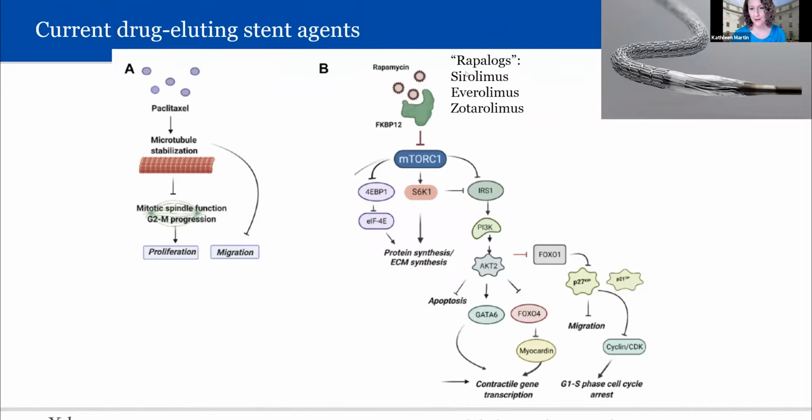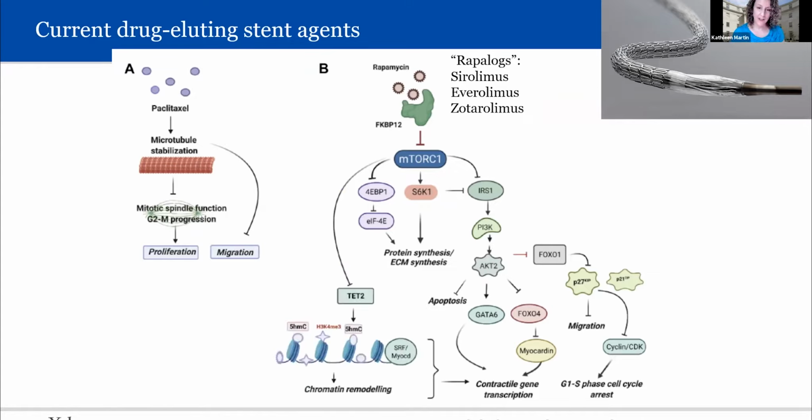The rapamycin family of drugs inhibit the protein, the mechanistic target of rapamycin, which is a master regulator of growth in the cells. It regulates growth and biosynthesis processes, including protein synthesis. Our lab has also shown that inhibiting mTOR with rapamycin promotes an array of transcription factors that promote this contractile gene transcription, also that inhibit cell cycle machinery. More recently, we found that the mTOR pathway also regulates an epigenetic regulator, TET2, that has profound effects on smooth muscle phenotype.